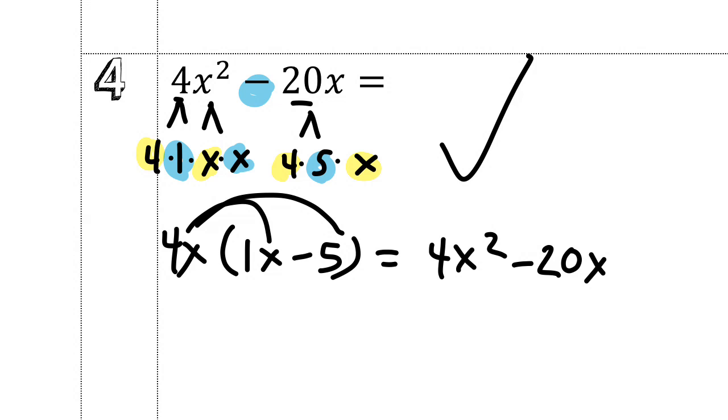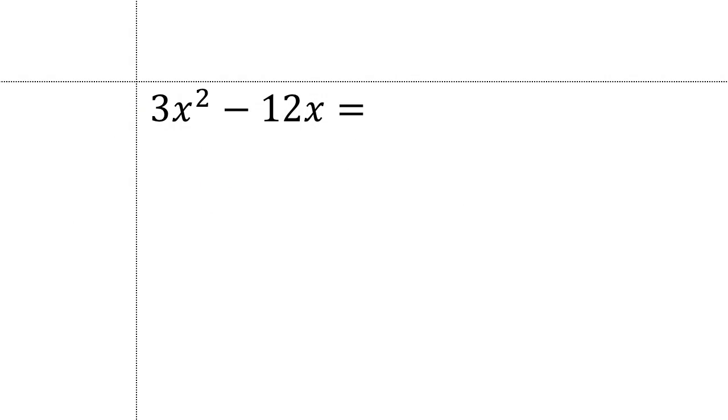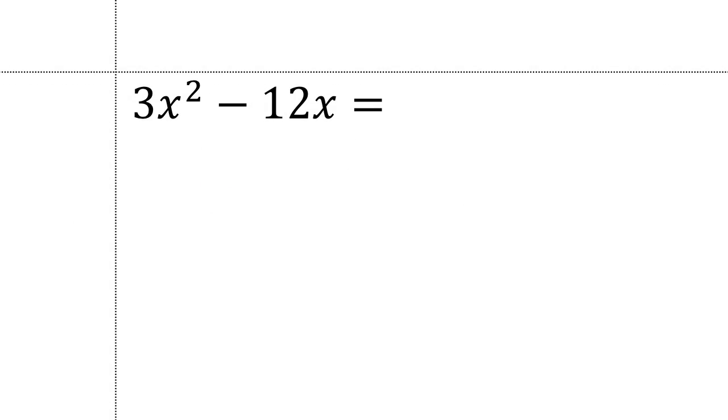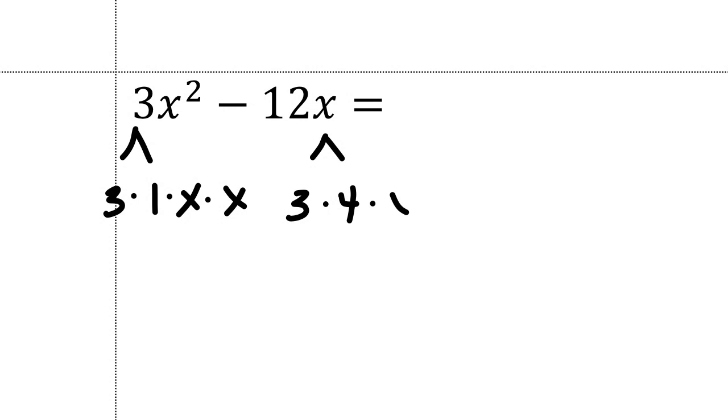If you're not ready, then follow along. Okay? Again, I'm looking at 3x squared, take away 12x. I know that 3 goes into 12, so I'm just going to leave it as a 3 times 1. I couldn't really write it as anything else anyways.